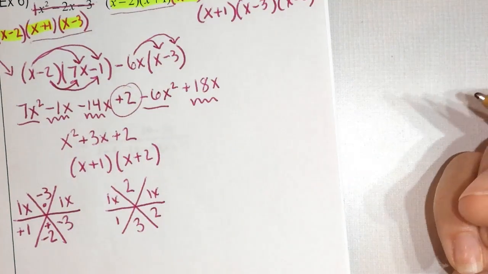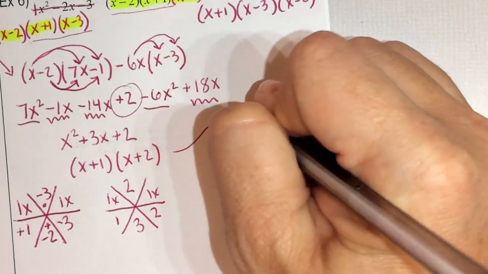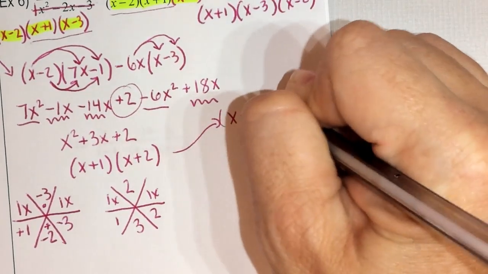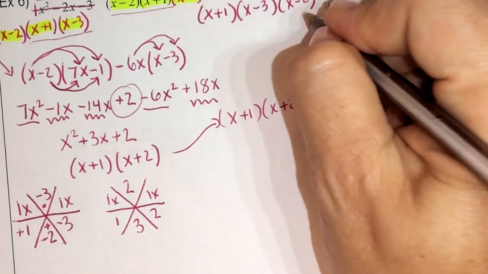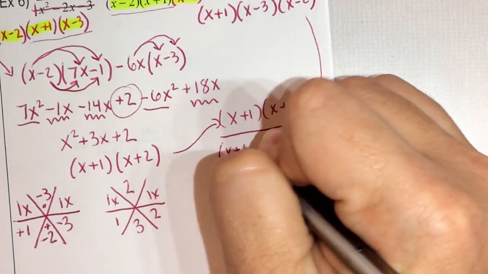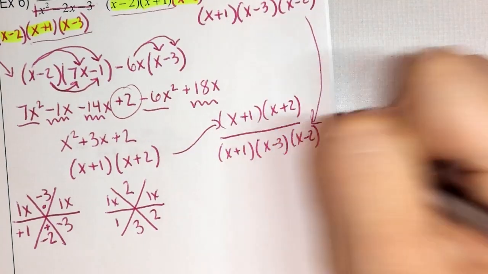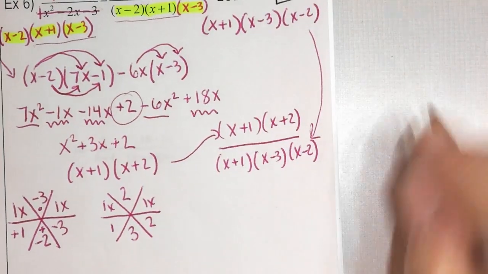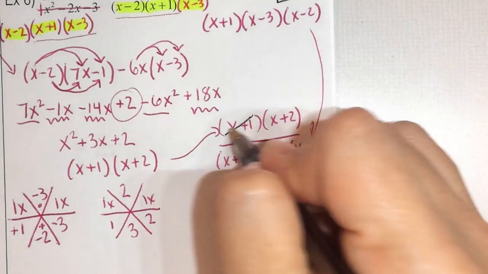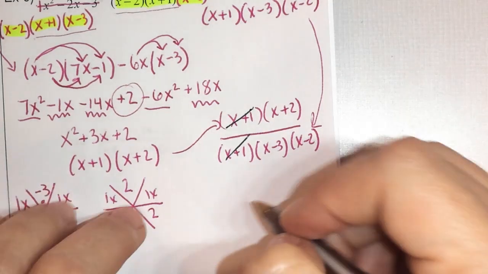Now we write it as a fraction. We're almost done. So we rewrite it, x plus 1, x plus 2, over our denominator. And what cancels, if anything? The x plus 1. What about the x minus 2, x plus 2? No, because they're not the same. Plus 2 and minus 2 are not the same thing, so there's my answer.